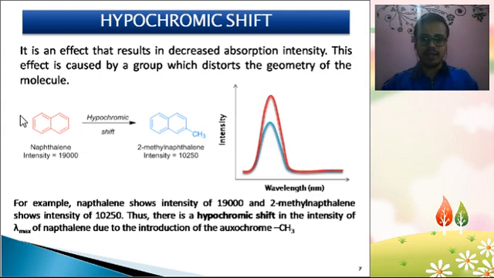For example, naphthalene. Naphthalene is a planar organic compound which shows an intensity of 19,000 in a UV visible spectrum. Upon addition of the oxochrome methyl group in the structure of naphthalene, the structure undergoes distortion. Due to this, the intensity of naphthalene reduces to 10250. So this decrease in intensity is the hypochromic shift, and it is due to the introduction of the oxochrome in the structure of naphthalene which distorts the structure.